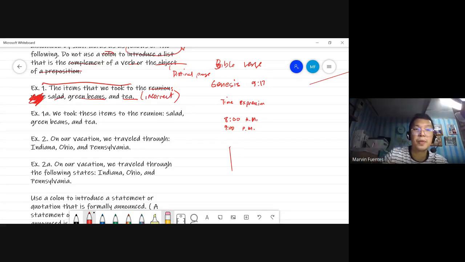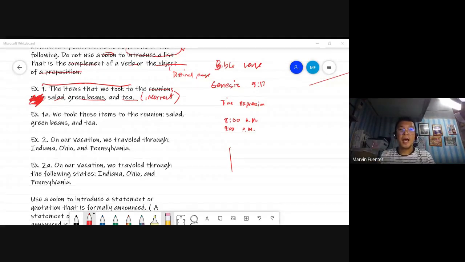All right? Now, in the next example, we took these items to the reunion. See? Salad, green beans, and tea. Okay? You know to yourself that in the reunion, merong sinerve na salad, green beans, and tea. As simple as that. Okay? Ang sinasabi lang dito, automatically, if there will be a presence of a verb, regardless what specific tenses is that, or it could be in present tense, future tense, and past tense. No, dito kasi naka-where siya, so it is in past tense, no?